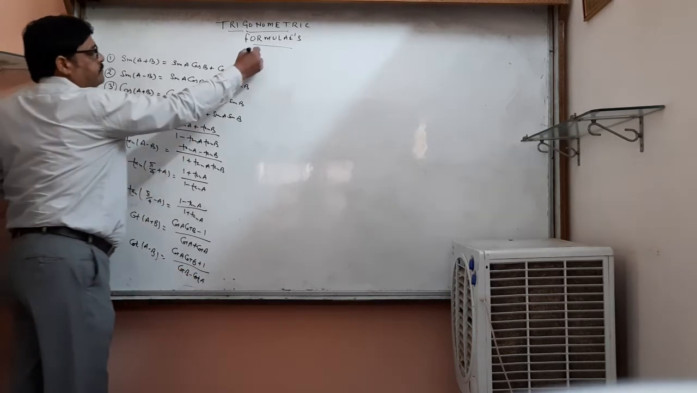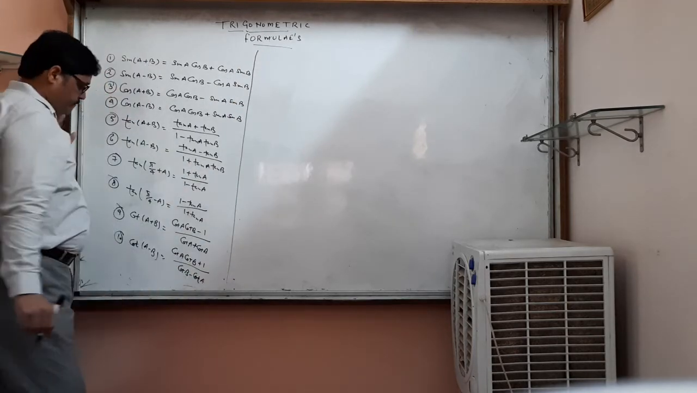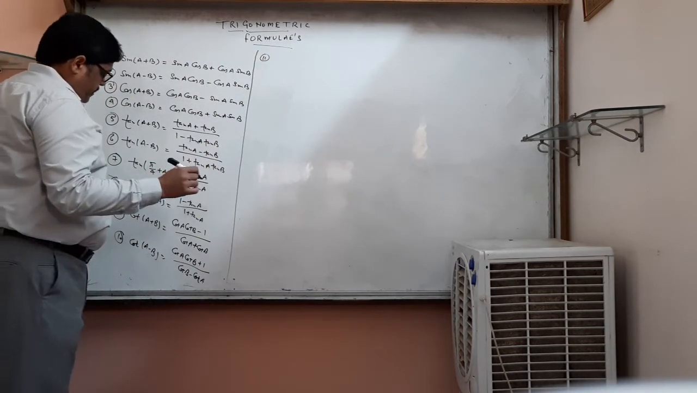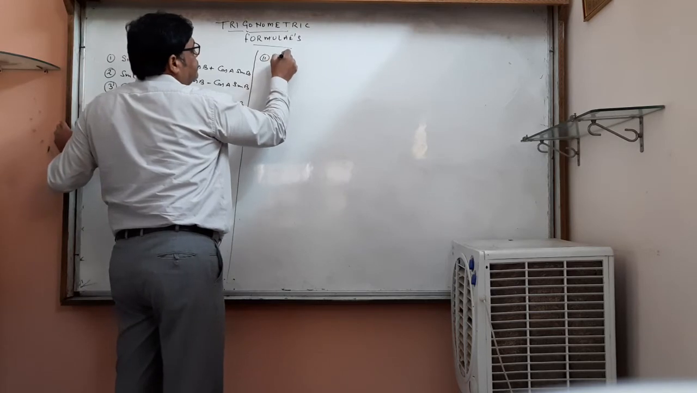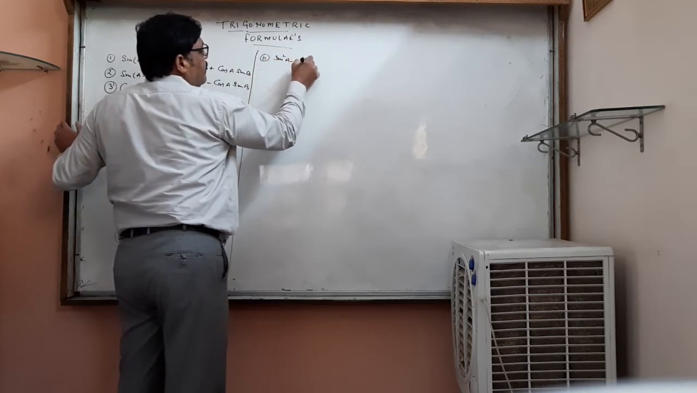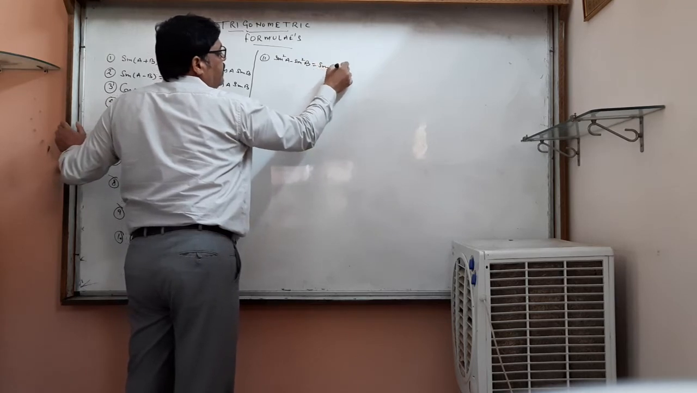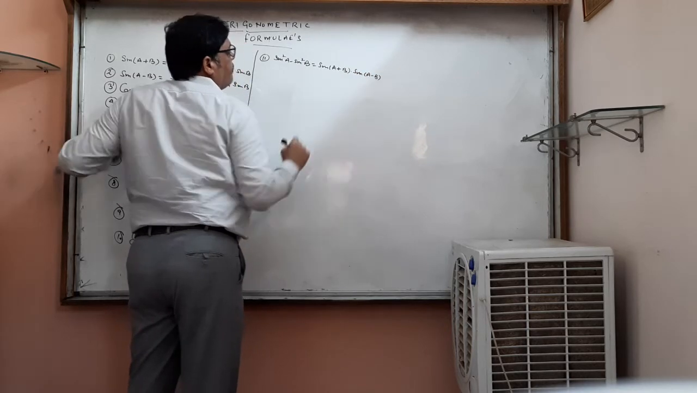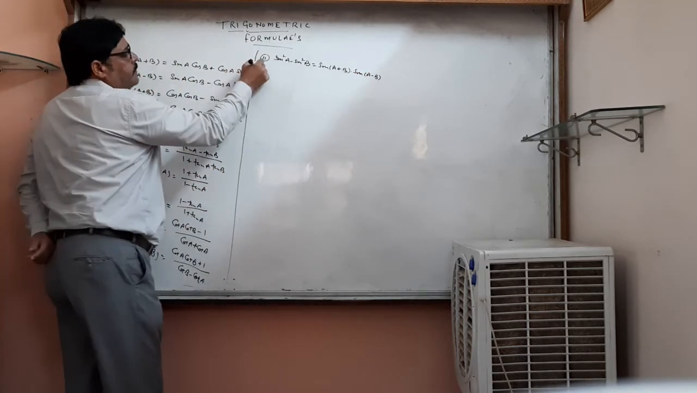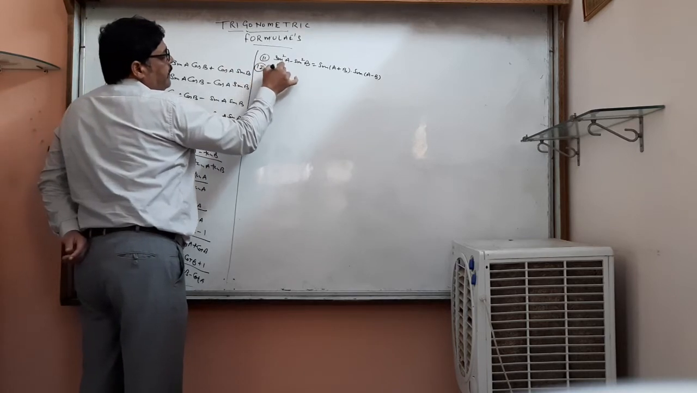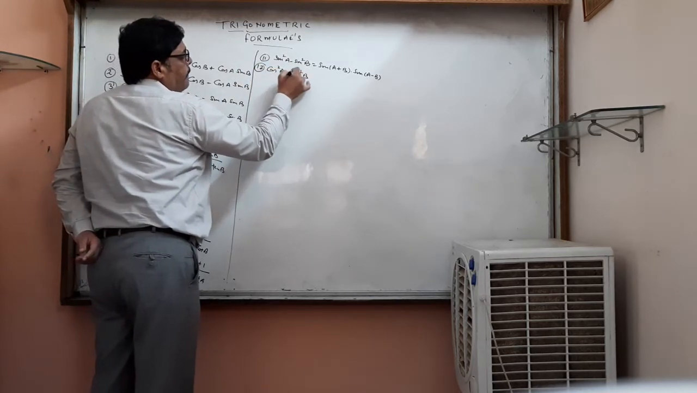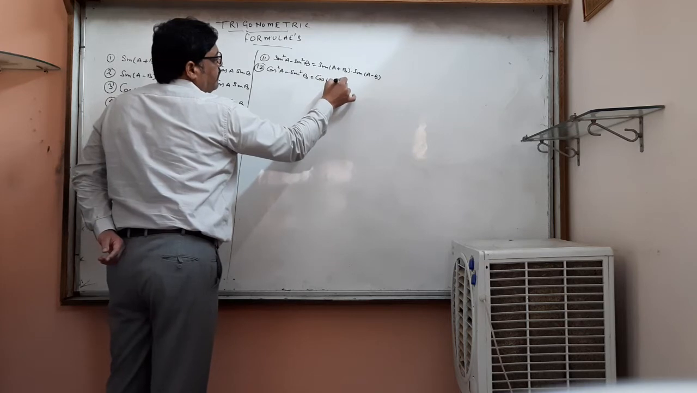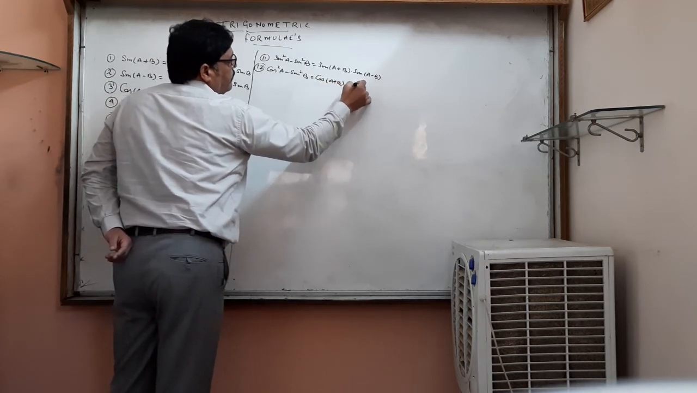Now next, the eleventh formula is sin square A minus sin square B equals sin A plus B into sin A minus B. Next one is cos square A minus sin square B, that is equal to cos A plus B into cos A minus B.